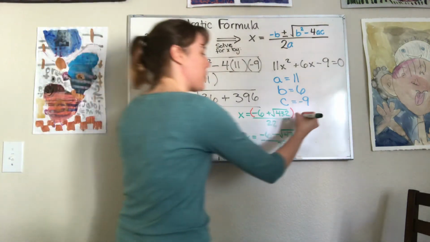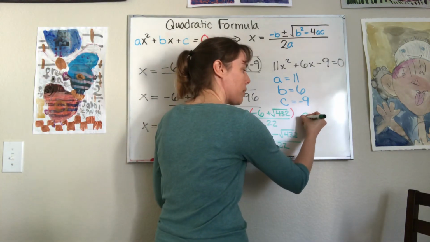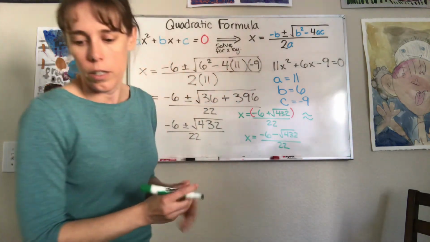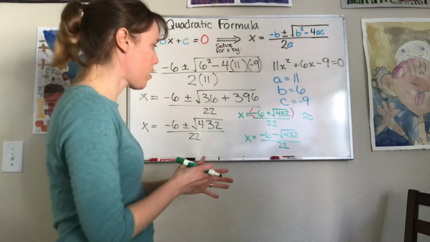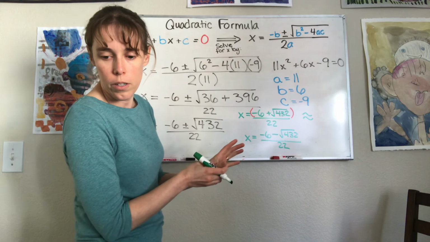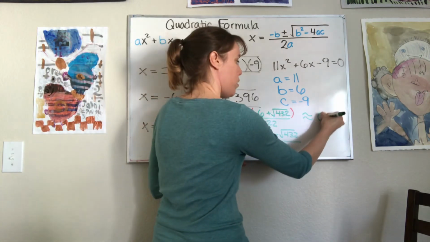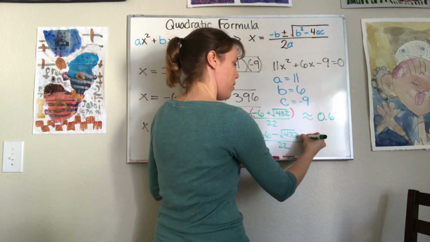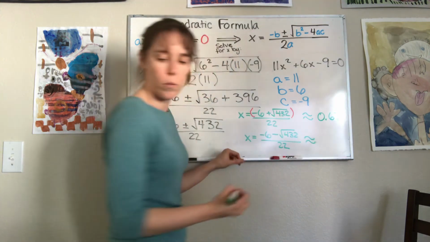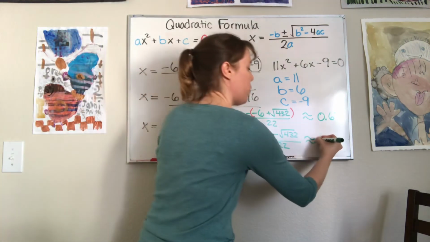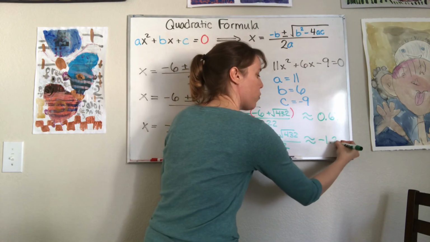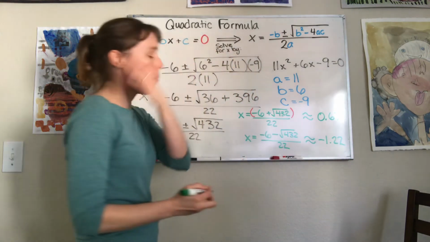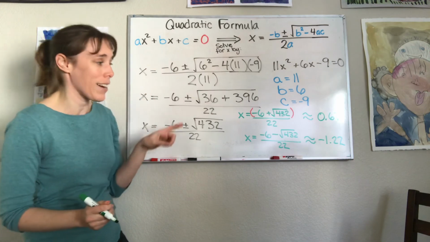you should get something like, this is approximately equal to, let's see, this is the positive one, so 0.67, and this one is approximately equal to negative 1.22. So please check, pause the video, and make sure that that's actually what you got.